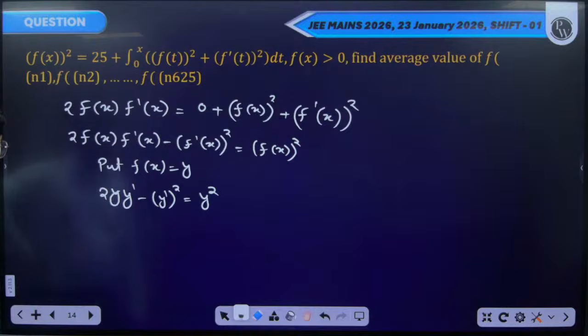So can we make it an exact differential equation? Is it possible to make it an exact differential equation? If it becomes exact, then we can solve it. So what can we do?